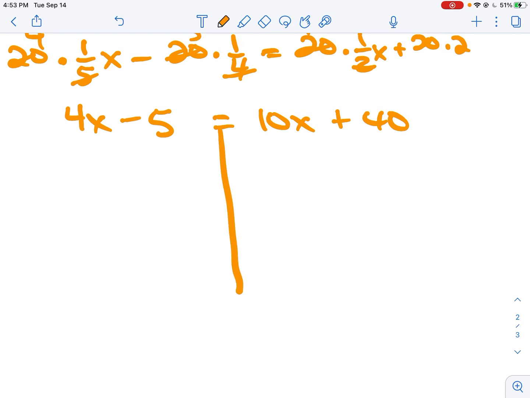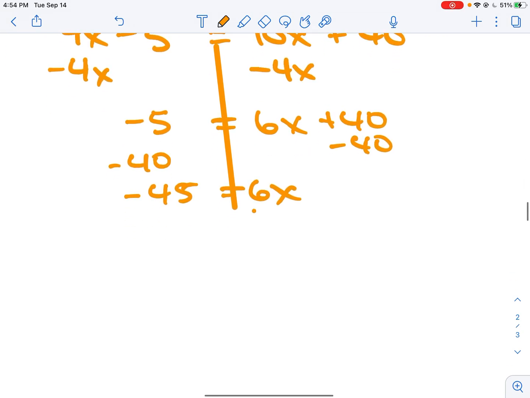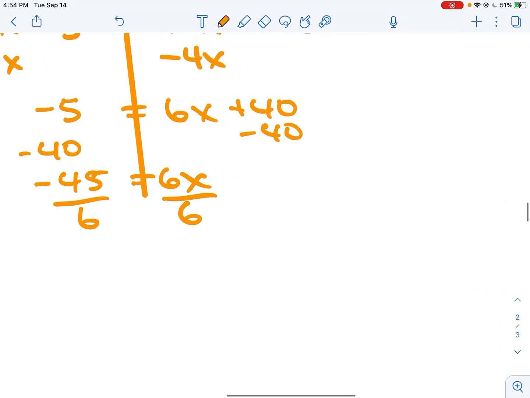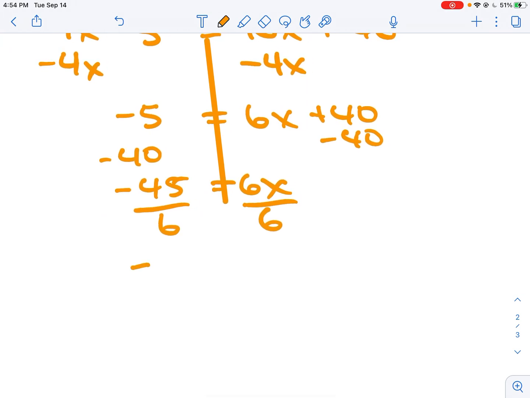So then I just solve it. 4 is the smaller of the two coefficients, so I'm going to move that to the other side. I get negative 5 equals 6x plus 40. I subtract 40 from both sides of the equal sign. I get negative 45 equals 6x. I divide by 6. 6 does not go in evenly, but 3 goes into both of these. It goes in 15 times and 2 times, so that is my answer.